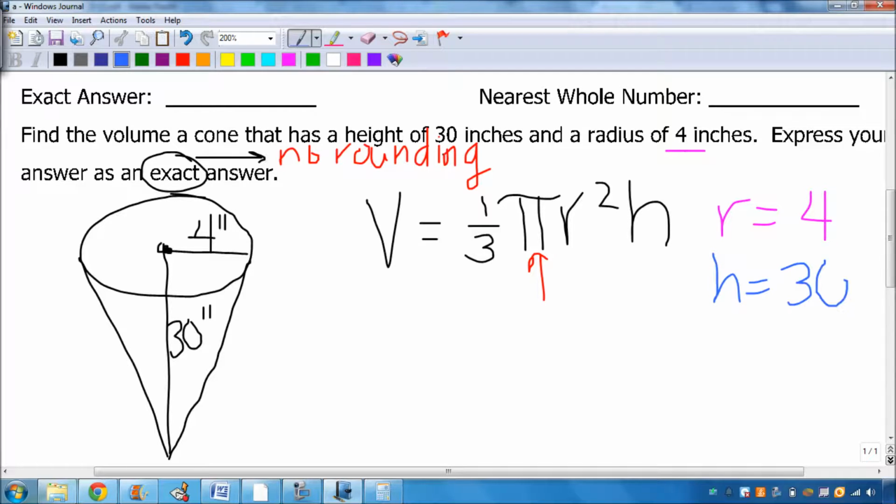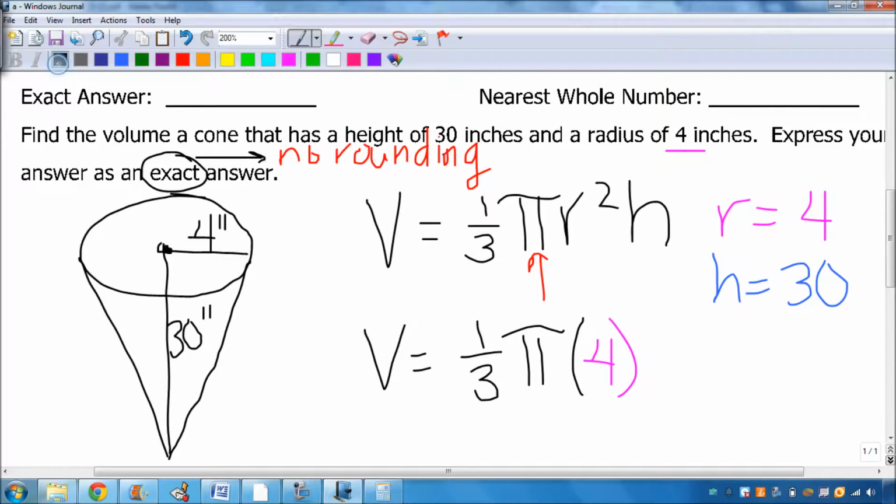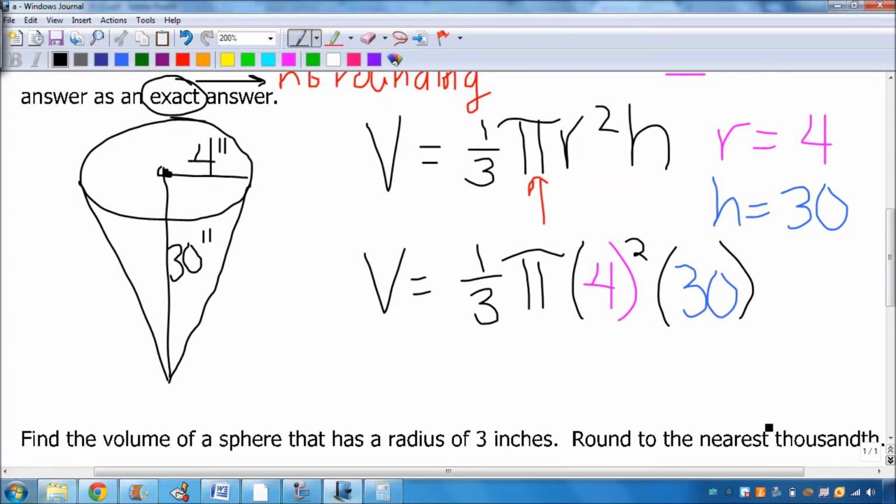So let's plug in all our information that we need. That means that the volume is going to be equal to 1/3 times pi multiplied by 4 squared, and then I'm also going to multiply by 30. Okay, but here's the thing, you guys, you have to make sure that you follow order of operations, and we have an exponent here first before we do any of our multiplication. So 4 squared is nice and easy. We know that 4 squared is basically 16 because it's 4 times 4.